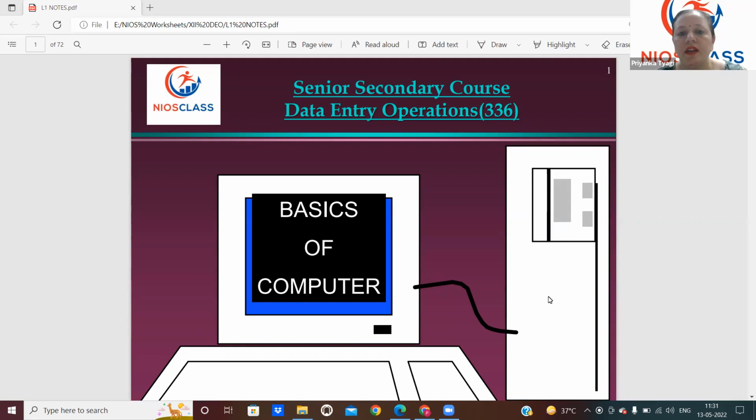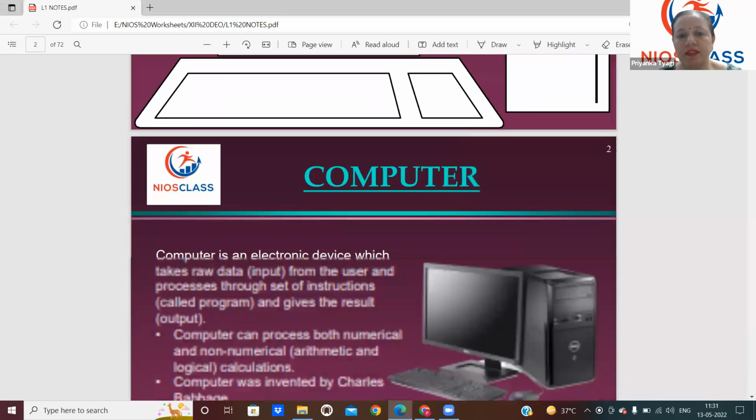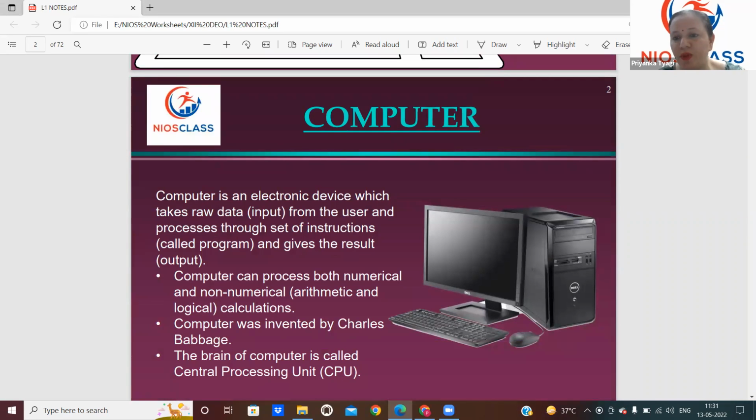This chapter is in class 12th, subject Data Entry Operation. As you can see on the screen, code number 336, chapter number 1, basics of computer. Now what is a computer? As you can see on the screen, this is the diagram of a computer.